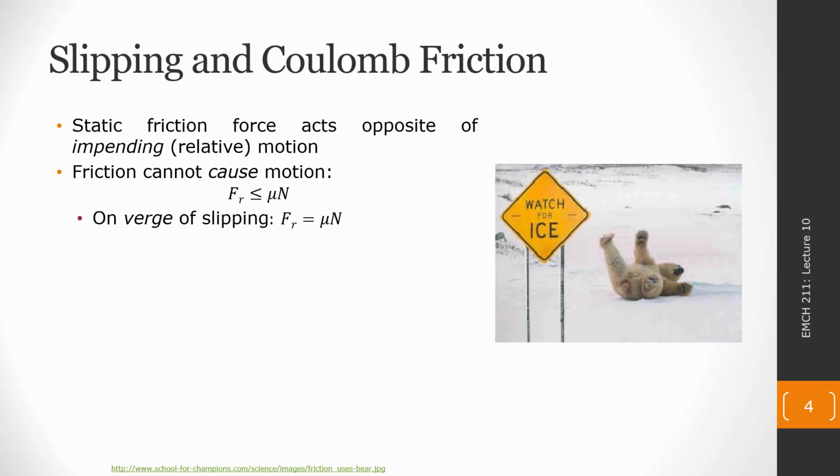So this is true that it's less than or equal to mu times n when we are talking about Coulomb or dry friction, that the friction force has this upper limit. When we are just on the verge of slipping, that if we applied any more force it would start to accelerate, the friction force is then at its maximum possible value, and the friction force would be equal to mu times n. The important point here is it is not always true that the static friction force is equal to mu times n. It can be as large as mu times n. And we want to keep in mind static friction cannot cause an object to move. It can only prevent motion.